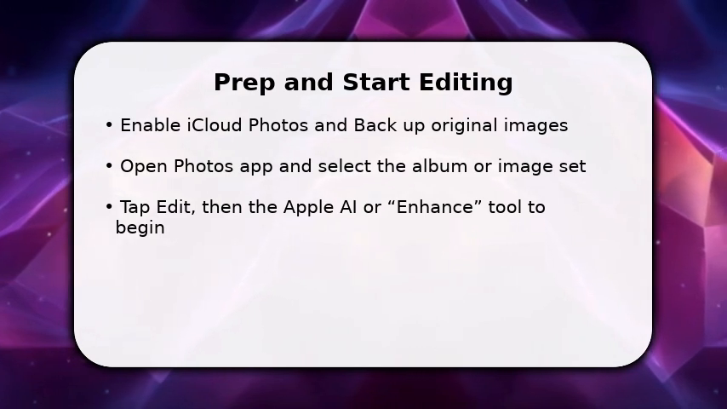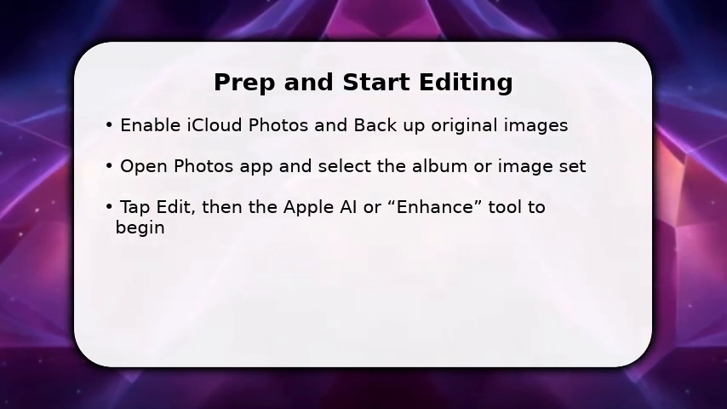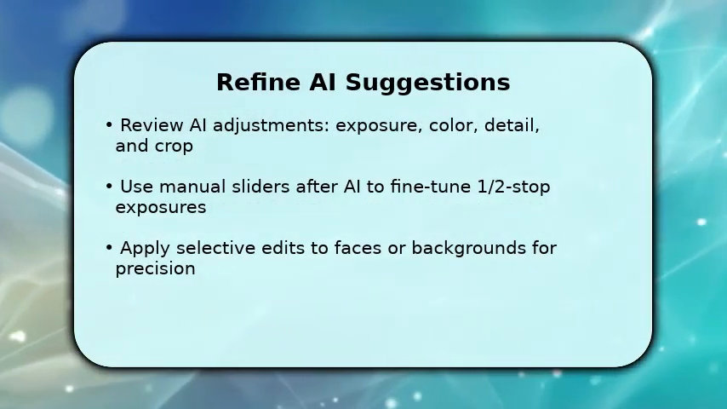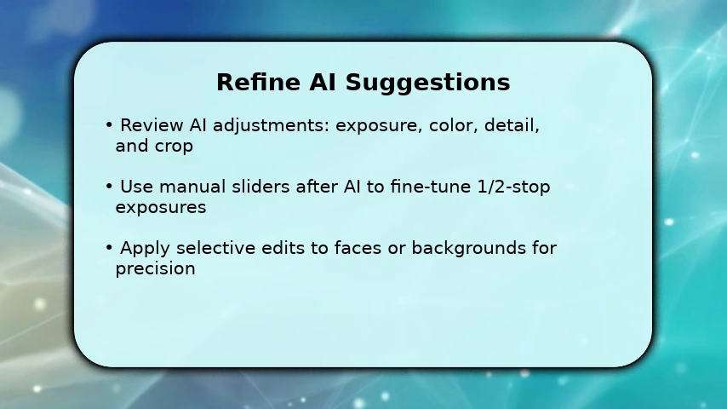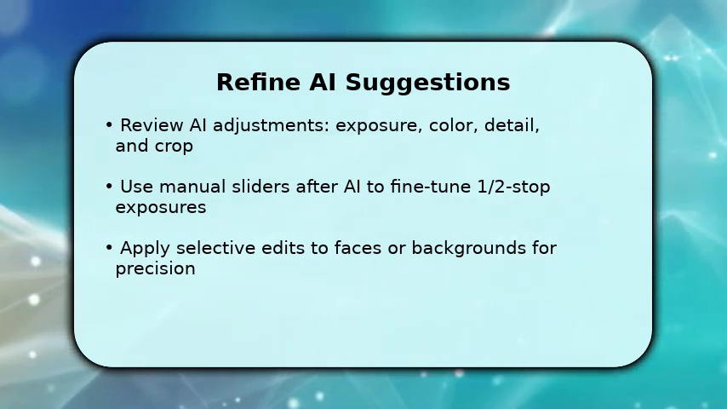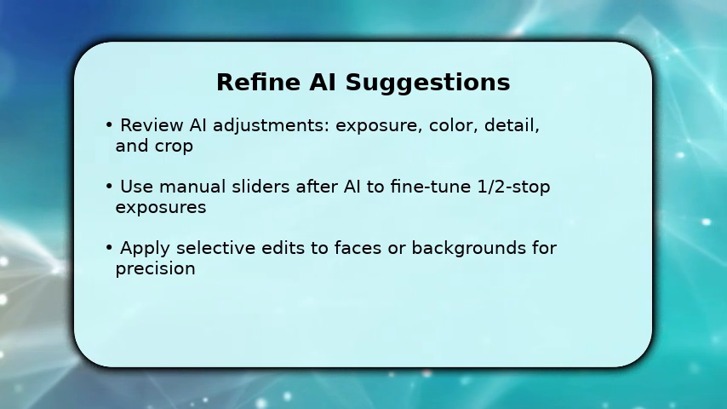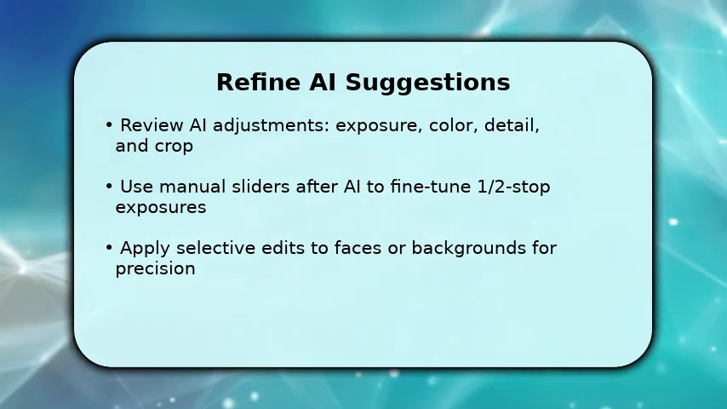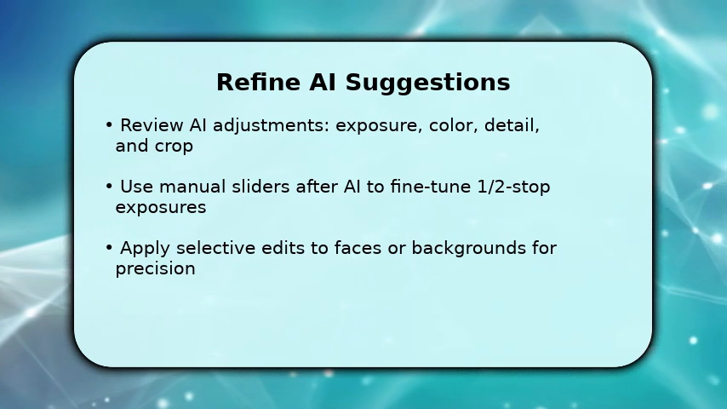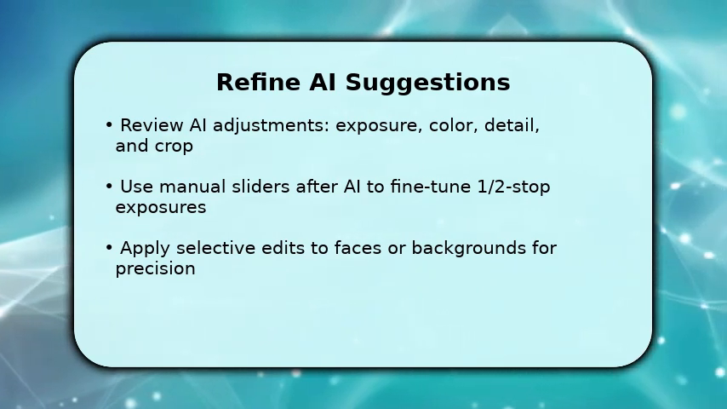Once the AI provides suggestions, inspect exposure, color balance, and detail boosts. These are often good starting points. You should adjust sliders manually, exposure by 1/2 stop increments or temperature in small steps, because AI can overcorrect. Use selective edit tools to target faces, skies, or backgrounds. This preserves skin tones while enhancing contrast elsewhere.